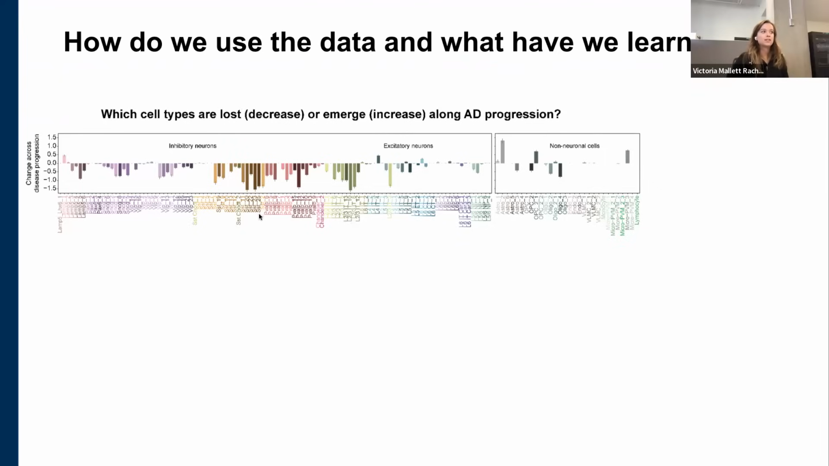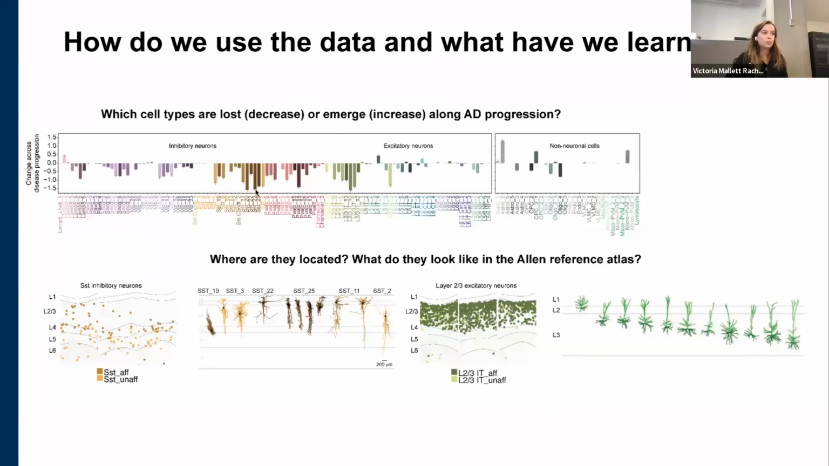What is a little more unexpected is that there are these somatostatin positive interneurons that are showing a slightly more broad and pronounced decrease in relative abundance. And so we wanted to understand this a little bit more and how these two changes might be connected.